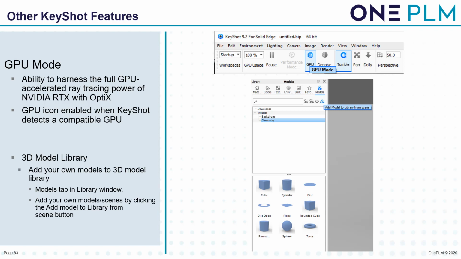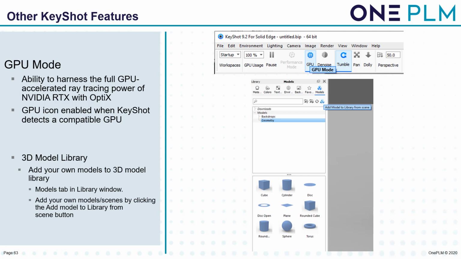Other KeyShot features, GPU mode. This was on the previous one for people that did upgrade. This allows us to harness the full GPU ray tracing power of the new RTX and OptiX. So this enables that option to go. If you've got the very latest GPU, so RTX 3000, 4000, if you're really lucky, 5 or even 8000, which is a crazy price, you can go and use those. That will allow it to render faster and with better quality, because we can't use ray tracing on standard graphics cards, only the RTX and OptiX ones.